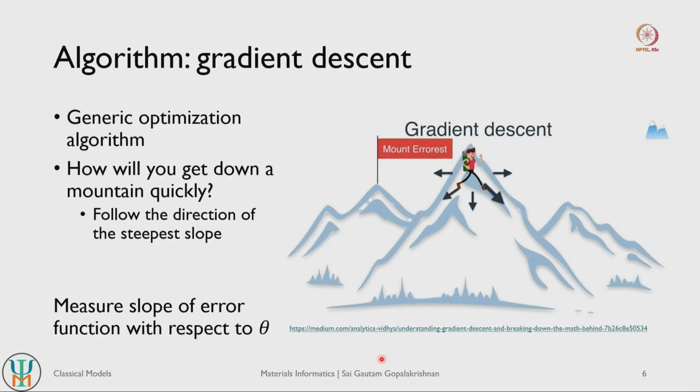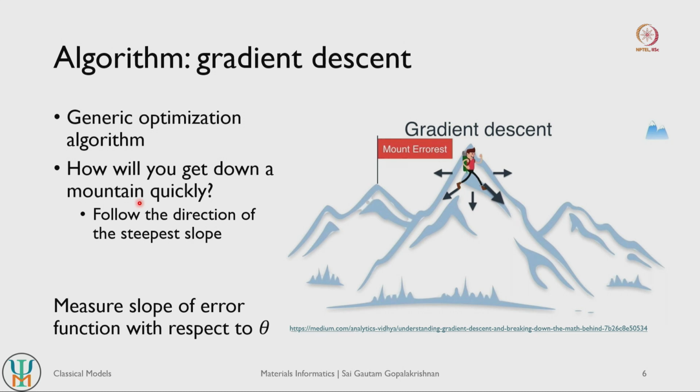So what algorithm is commonly used in fitting of machine learning models? One of the most common algorithms is what is referred to as gradient descent. This is a very generic optimization algorithm. There are several variants of it and it is very commonly used. So to understand how gradient descent works, maybe you can try to answer this question: how will you get down a mountain quickly?